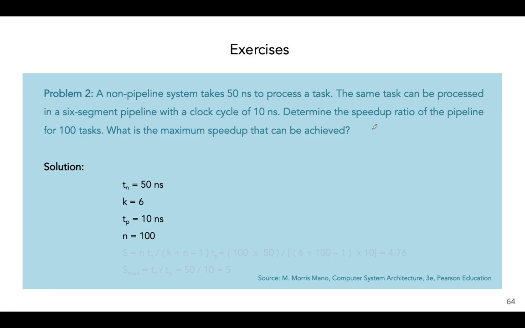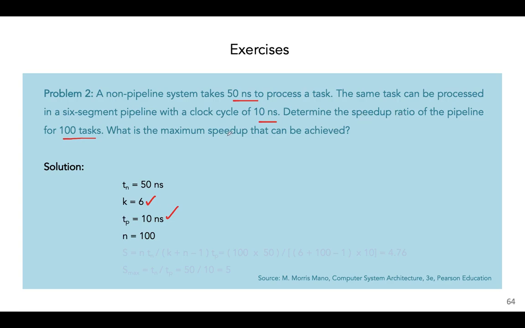All right. Again, all the necessary information is available in the question. Tn, which is the time it takes to process a task in a non-pipeline system, is 50 nanoseconds. The number of segments in the pipeline is given, K is equal to 6. The clock cycle in case of the pipeline system, that is Tp, is given as 10 ns. And the number of tasks that we are supposed to execute using this pipeline is 100, right? So we have to find out the speed up ratio and the maximum speed up.